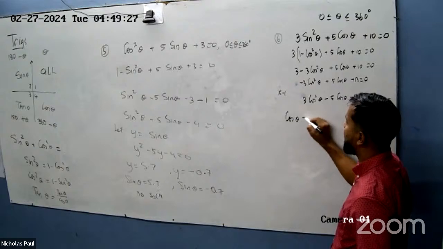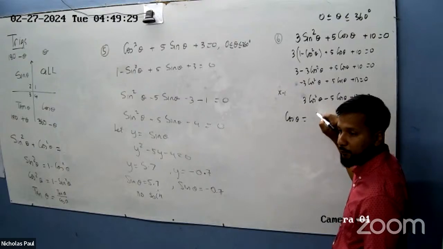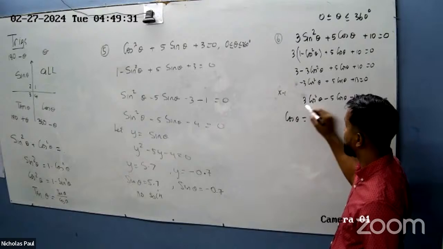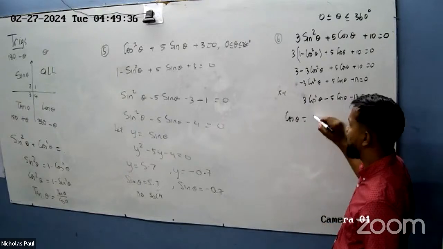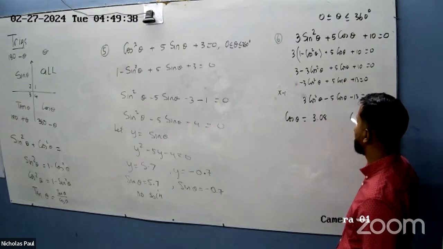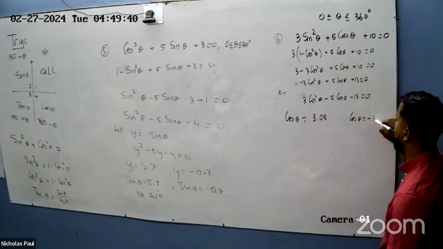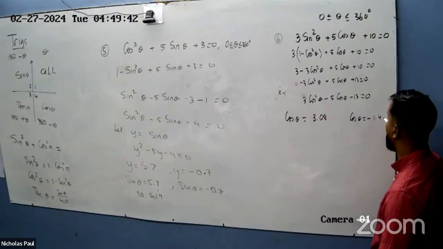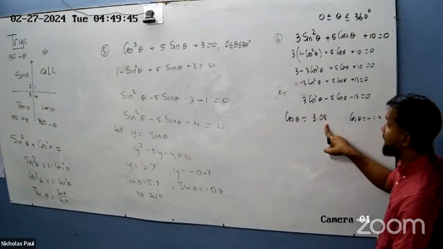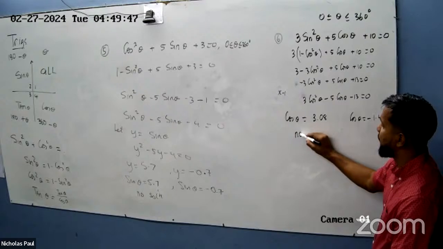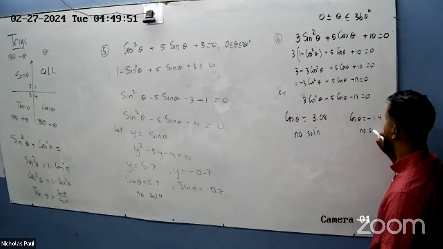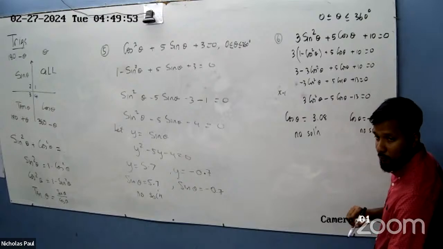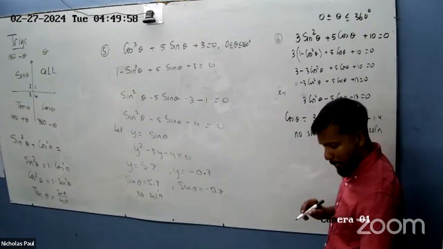Go take your calculator. What did you get? When you solve the quadratic, you get 3.08 and minus 1.4. Problem here: this value is bigger than 1, no solution. And this value is bigger than 1, no solution. Right? Next one.